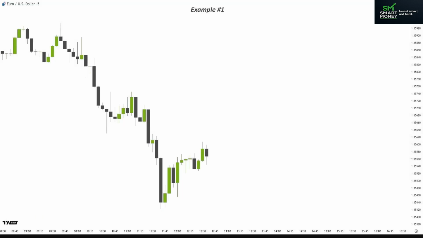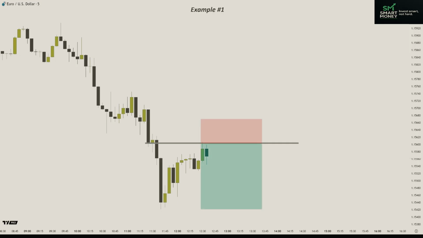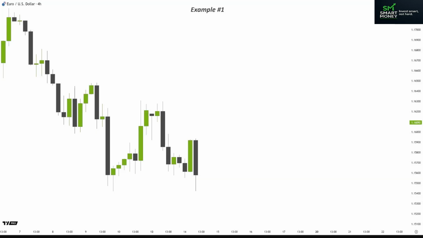For example, here we have a clear downtrend on the 15-minute chart. Placing a short trade on a pullback might look like a great idea to follow the trend. However, if we check the 4-hour time frame, we can see that the price has reached a key market structure level. This means there is a higher chance that the price will react to this level, making you question whether the short trade is still a good idea.